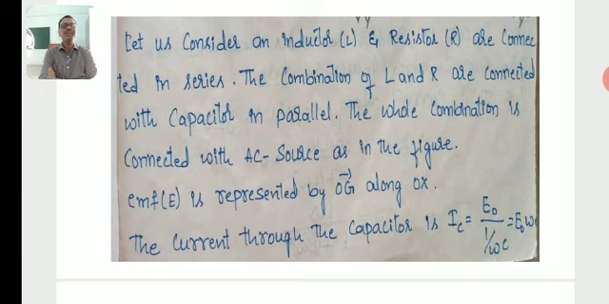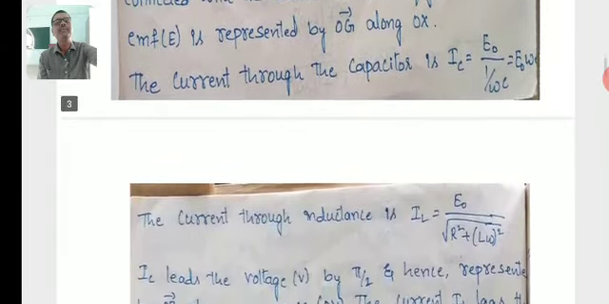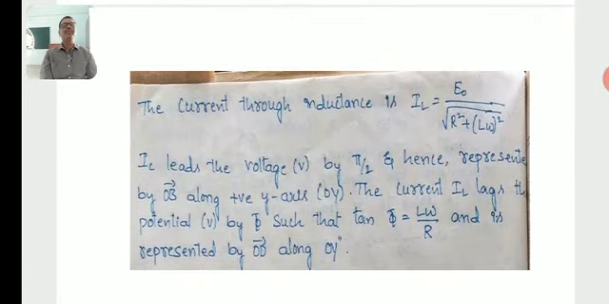The current through the capacitor is IC equal to E naught by 1 by omega C, which is equal to E naught omega C. The current through the inductance is IL equal to E naught by root of R square plus L omega square. IC leads the voltage by pi by 2 and hence is represented by OB along the positive y-axis. The current IL lags the potential by phi such that tan phi is equal to L omega by R, and it is represented by OD along OY dash.